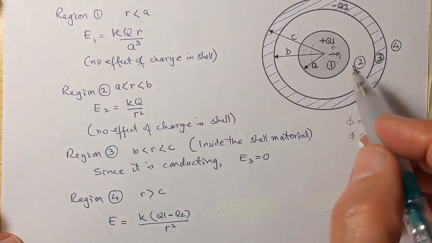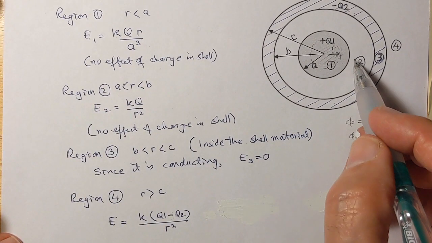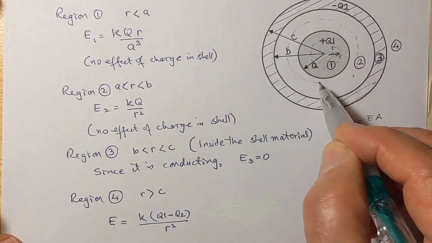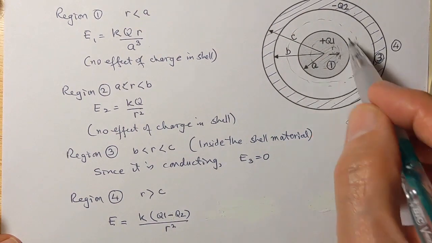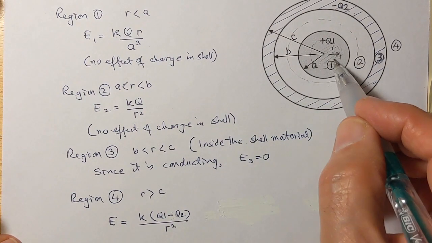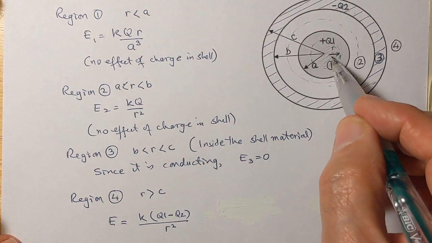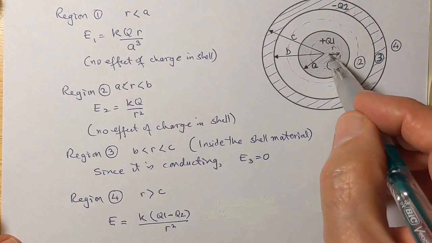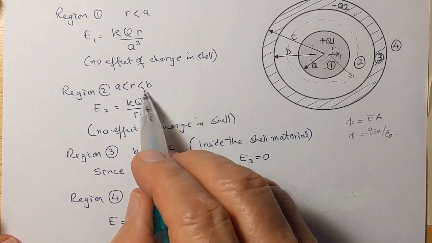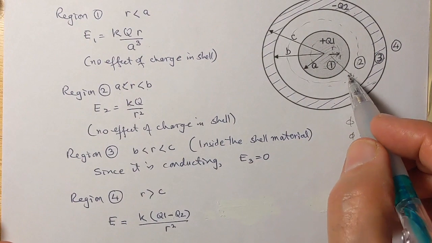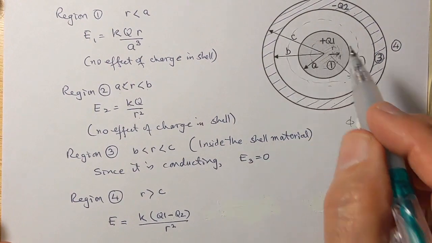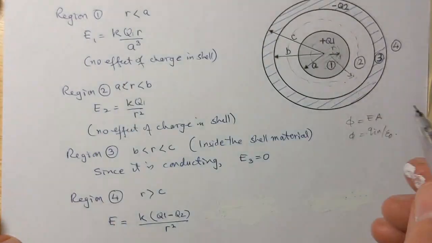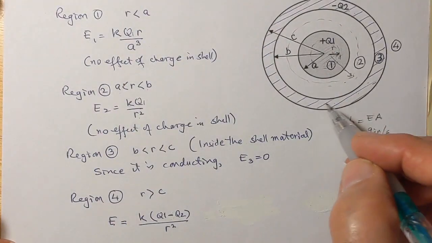Now, in region 2, if you're here, we make a Gaussian surface, then the charge inside this surface is Q1, and r is from here to here, from any point between a and b. So for r between a and b, it's simply kQ1 over r square, where Q1 is the total charge here. This is going to be Q1. This is Q1. And again, this has no effect.